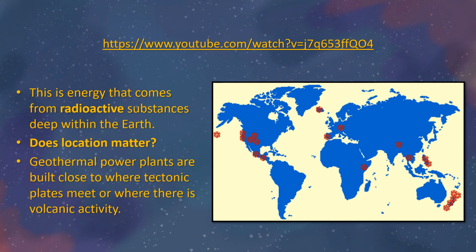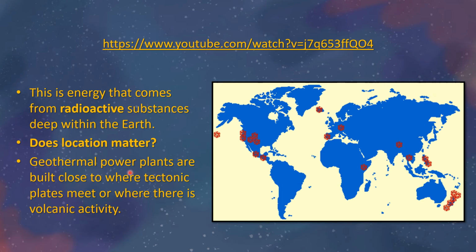Okay, so today we are learning about geothermal energy and how we can use it as an alternate energy source. So this is energy that comes from radioactive substances deep within the earth. Now, does location matter? Yes, it does, because we need places in the earth where there are gaps that this heat can come up from the ground.